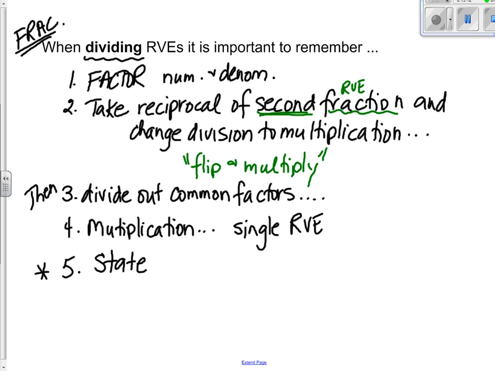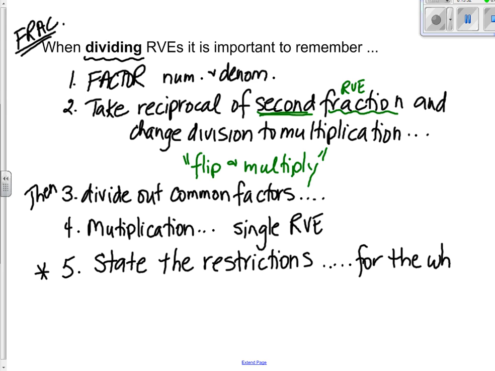And here's where it's weird. State the restrictions, not just for the final answer, but for the beginning question as well. So you've got a lot of different places to look. State the restrictions for the whole journey. You can never have a 0 on the bottom. Let's do some.